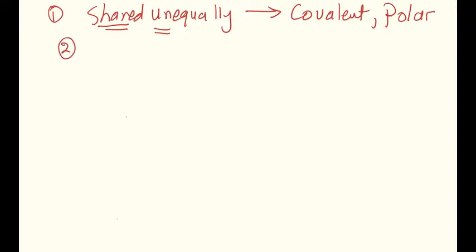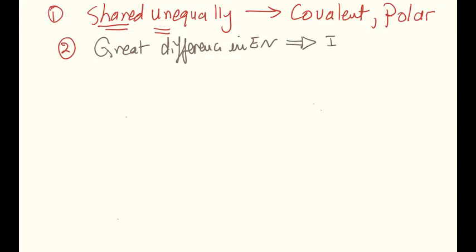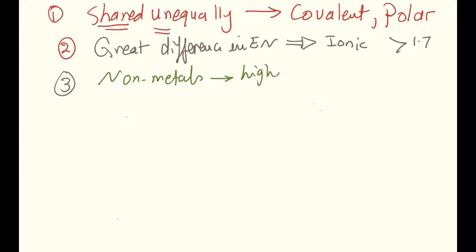Second: if atoms have a great difference in electronegativity, great means so high, so we are expecting the bond to be ionic, because we have said before, if the difference is more than 1.7, the bond is most probably an ionic bond. Third: non-metal atoms usually have high values of electronegativity.